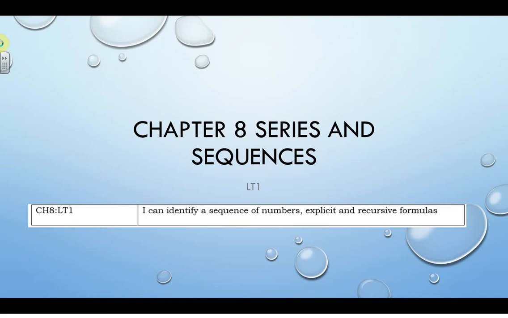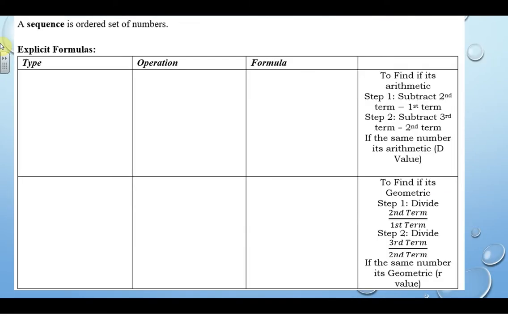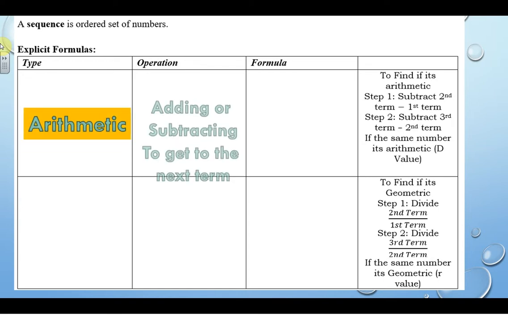And we are moving on to series and sequences. All right, so a sequence is an ordered set of numbers. So you're going to get a bunch of numbers, and you have to figure out the connection. We have two types: arithmetic and geometric.